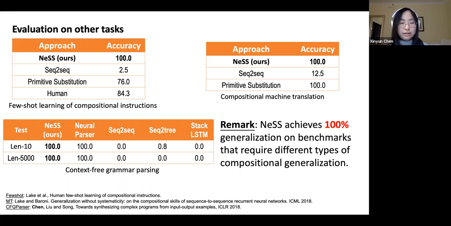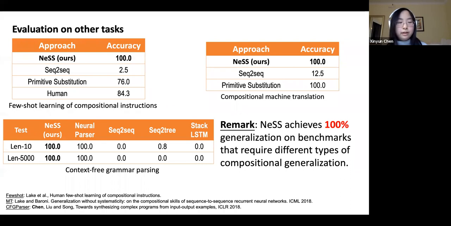Context-free grammar parsing is a benchmark we proposed in our earlier works. Basically the idea is that we have a training curriculum with around 100 training samples. The average input length is 10. And all of these samples are drawn from a context-free grammar with around 40 to 50 production rules. But at test time, we want the model to generalize to a much longer input. Let's say the input could have an average length of 5,000. So the model is required to generalize to inputs that are 500 times longer than the training samples. Since both training and test samples are drawn from the same context-free grammar, if we really learn the grammar, then we should be able to achieve 100% generalization.